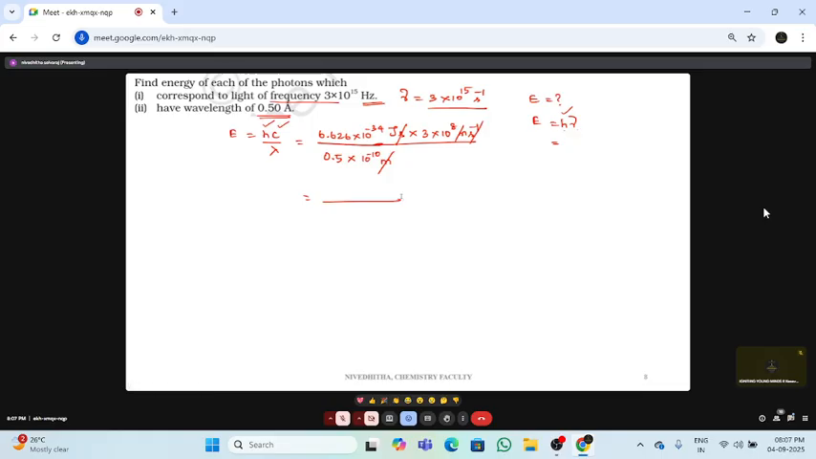So this is how we use the wave parameters to calculate energy or wavelength. From the data, we can use the formula accordingly. Fine. Any doubt? Any doubt, Kana? No, ma'am.